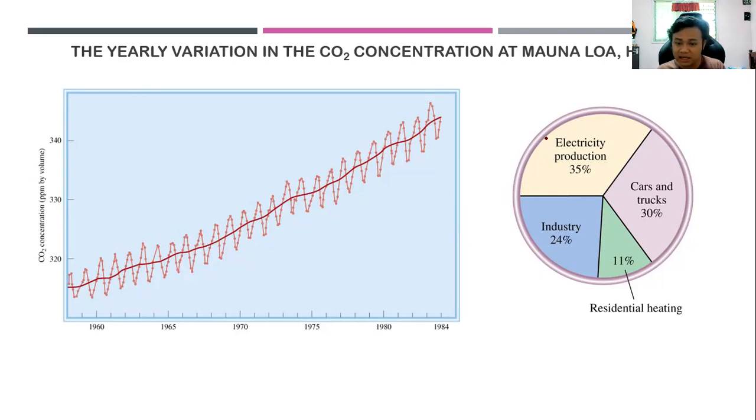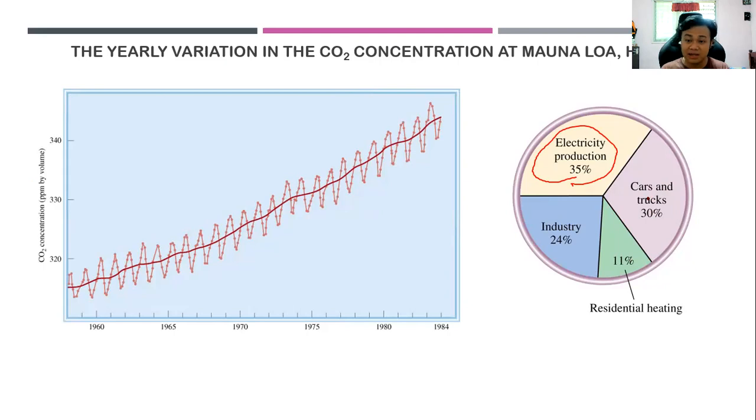Primarily, this is in the US, electricity production, because they burn coal, and then coal produces energy, and the byproduct of that is water vapor and carbon dioxide, and it goes to the atmosphere, contributing to the rising trend of CO2 concentration. So, second is cars and trucks.